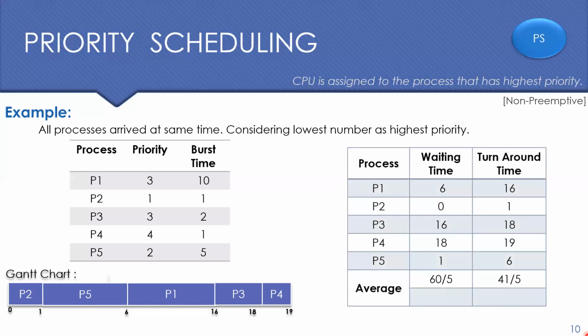If we talk about waiting and turnaround time, we know that the waiting time is the starting time. So process P1 started at 6 milliseconds, so it has the waiting time as 6. And the turnaround time, that is completion time, will be 16 for process P1. This will be the same for processes P2, P3, P4, P5, as they have started and ended at their respective times. If we calculate the average waiting time and turnaround time, it will be 12 milliseconds for waiting time and 8.2 milliseconds for turnaround time.